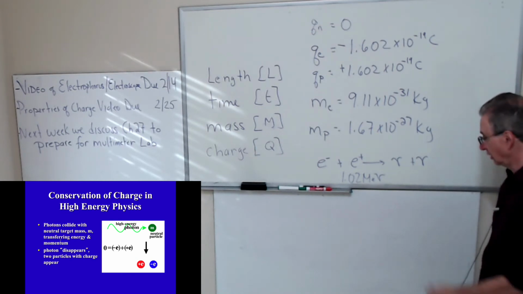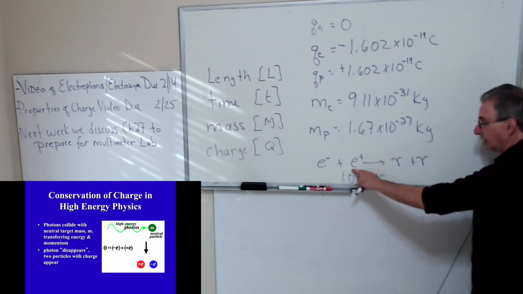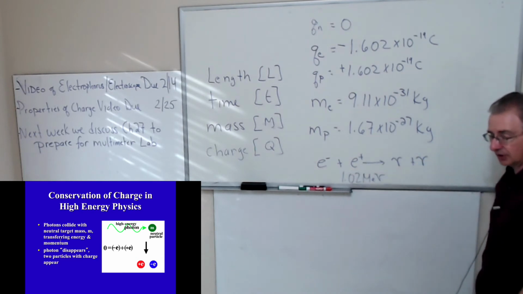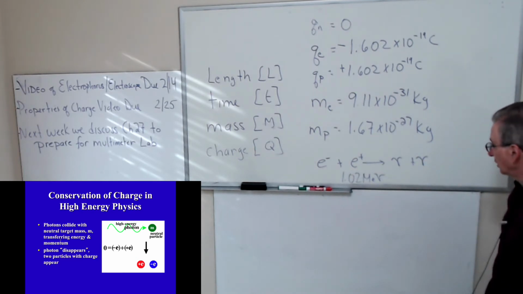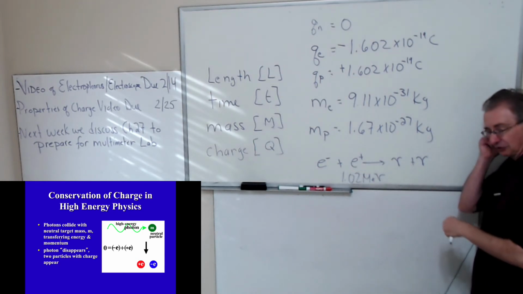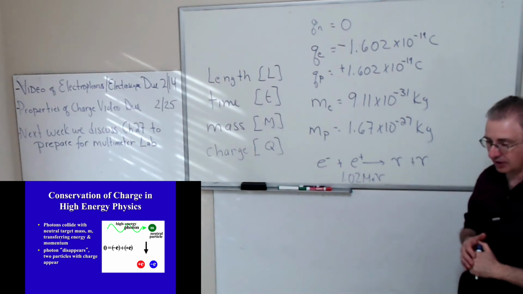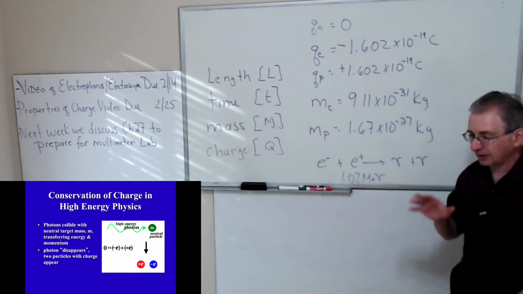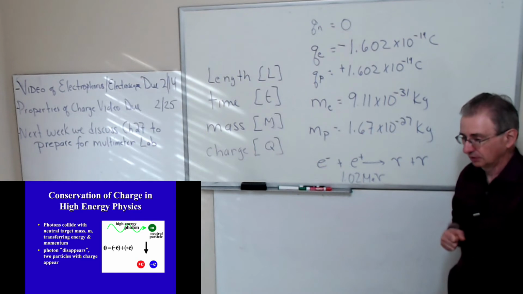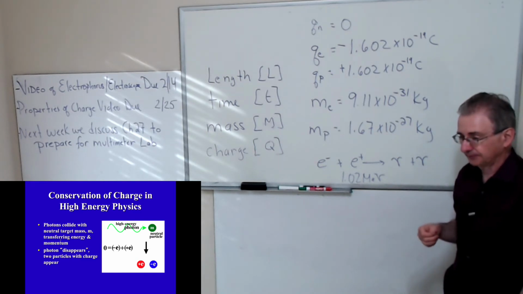Okay, and you can observe this in the lab. So this is called pair annihilation, but there's also something called pair production, where you run this experiment in the opposite direction. You can actually have 2 photons interact to produce an electron and a positron. Both of those phenomena have been observed in the lab. Both of them also show that charge is conserved.